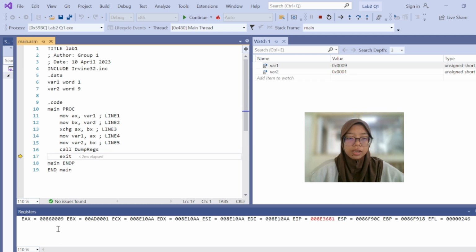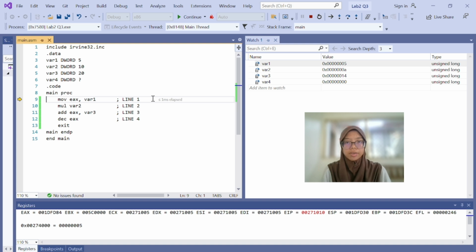Finally, after the dump, we can say that the value of EAX is 00860009 and EBX is 00880001, which means that the value of AX is 0009 and the value of BX is 0001. Now, we will continue with question 3.